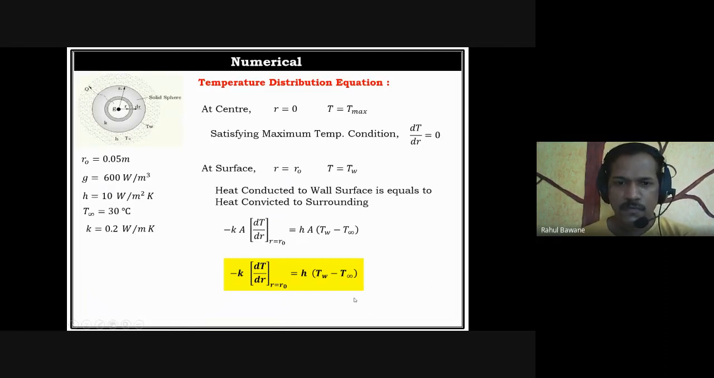So whenever there is a convection part, to find out the C2 value, we have to use this relation. And in this, we first have to find dT/dr at r equals r0. Remember this term? We have to find this term first, and secondly, we have to find T wall. Once we get these two values, we will replace them here and find the value of C2. Okay, so let's move ahead.